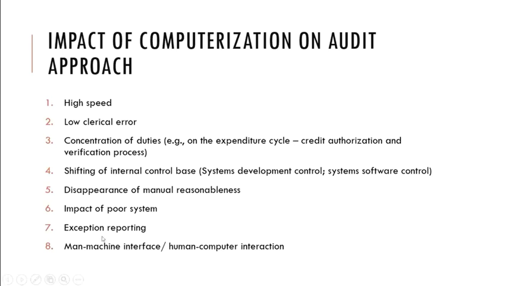And then man-machine interface, human-computer interaction. Since computers cannot work alone, they still need human intervention when it comes to inputting information. So we cannot really say that we can 100% rely on systems. But the fact remains that errors would be lower compared to manual operations.